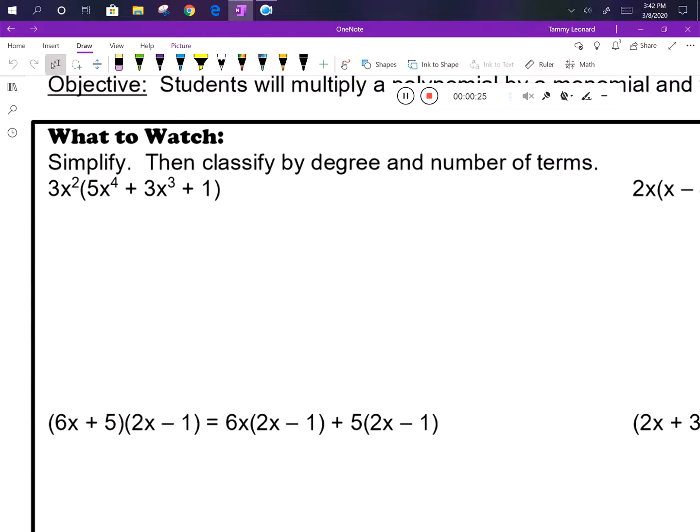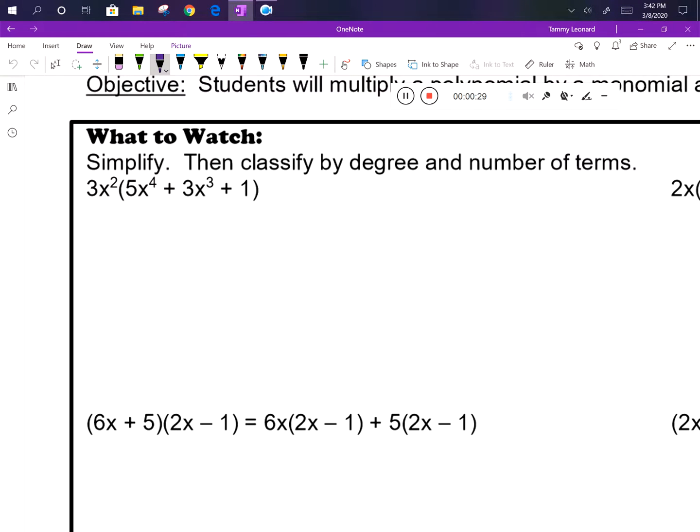So we need to remember our laws of exponents from Unit 4. When I do 3x squared times 5x to the fourth, I'm going to write this out really clearly so we can see what we're doing, right? First, we're doing 3x squared times 5x to the fourth plus 3x squared is going to multiply 3x cubed plus 3x squared is going to multiply 1. Now, chances are you will very quickly get to a point where you don't need to write out that step. But for right now, I want to be extra clear so that you can see what we're doing.